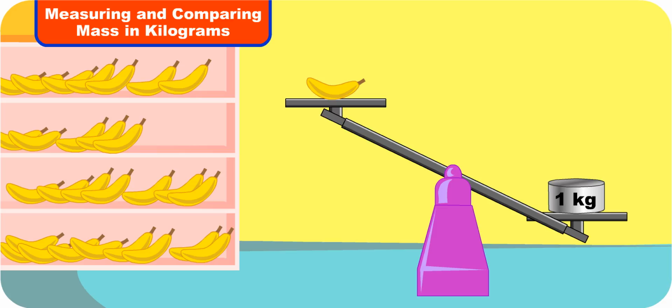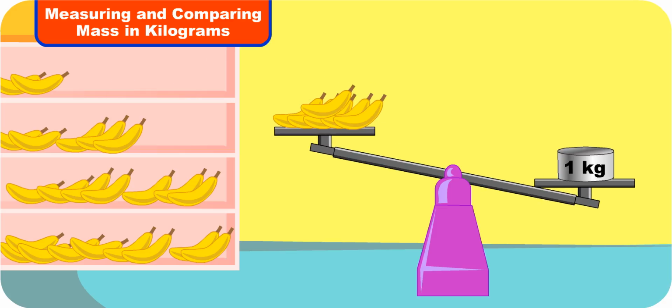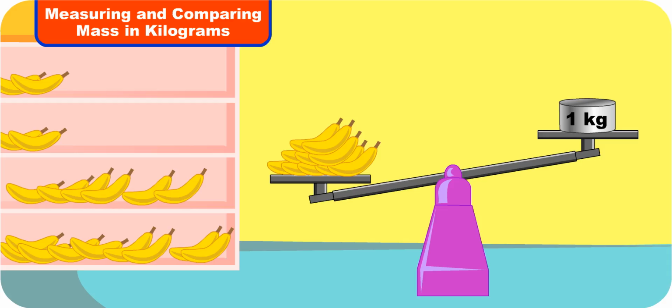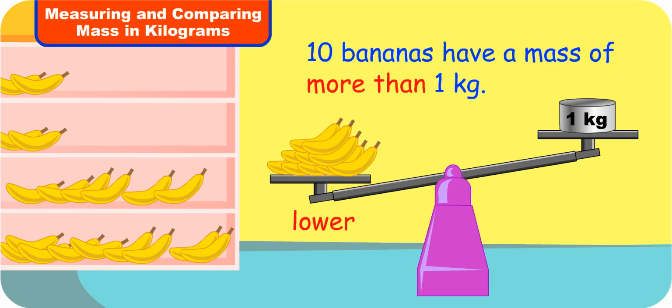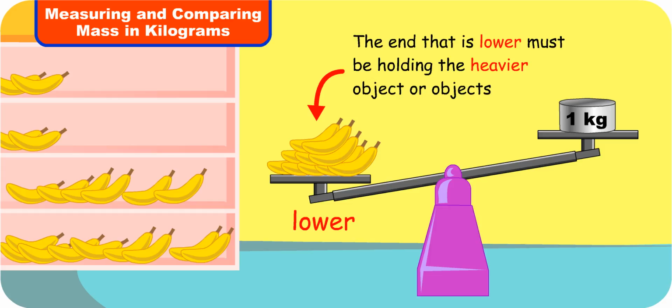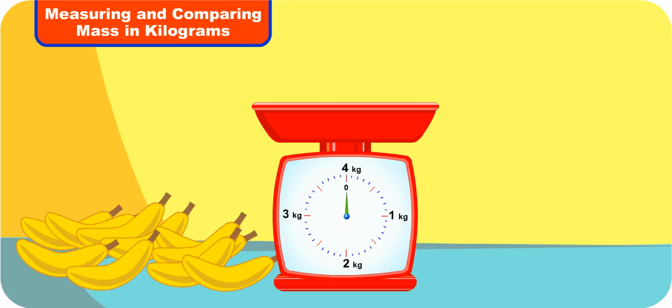What do you think will happen if I weigh 10 bananas using this balance? I think the end holding 10 bananas will be lower than the end holding the 1 kilogram mass. This means that 10 bananas have a mass of more than 1 kilogram. That is correct. By looking at the balance, we know that the end that is lower must be holding the heavier object or objects. But we still do not know the mass of 10 bananas. Well, a scale will tell us the mass of 10 bananas.